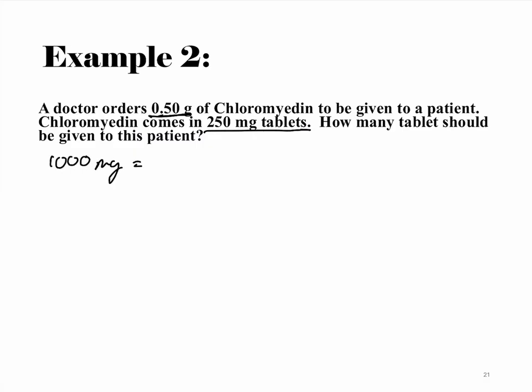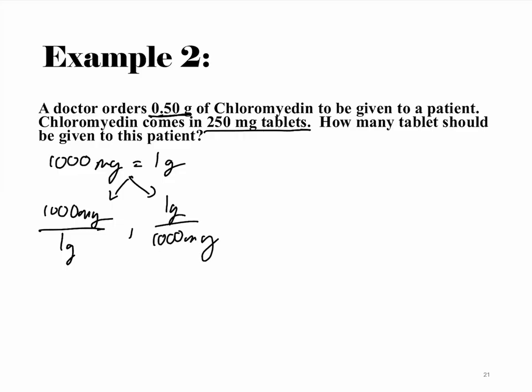1,000 milligrams equals 1 gram. And our 2 conversion factors: 1,000 milligrams per what? 1 gram. And then what's the other one? 1 gram per 1,000 milligrams. All right, so that's 1 conversion factor. What about the other one?